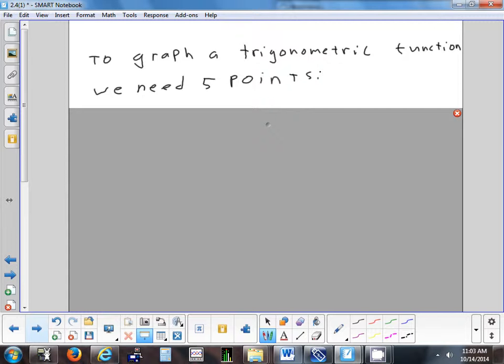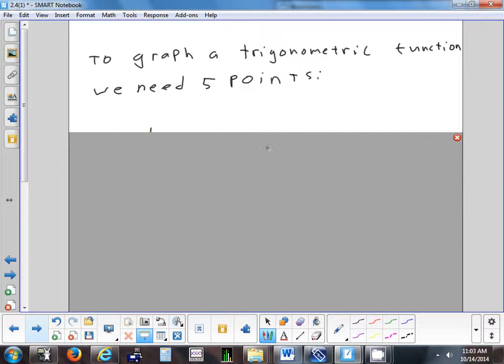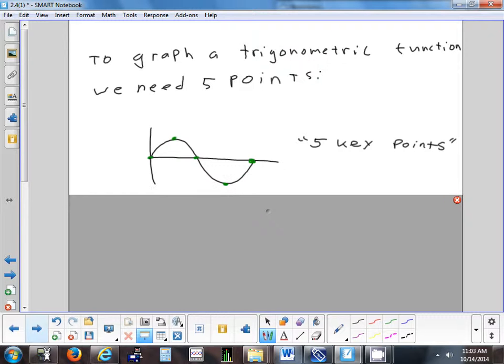Okay, to transform one of these graphs, to find out what the new graph would be, generally we need 5 points. That gives us enough points that we can sketch our curve pretty accurately. So for a sine wave, here are the 5 key points we like to try to find: where it starts and stops, and in the middle, which will generally give us our 3 x-intercepts, and then the highest point and the lowest point. For every graph we do this week, that's pretty much what we're going to do. We're going to find 5 points.